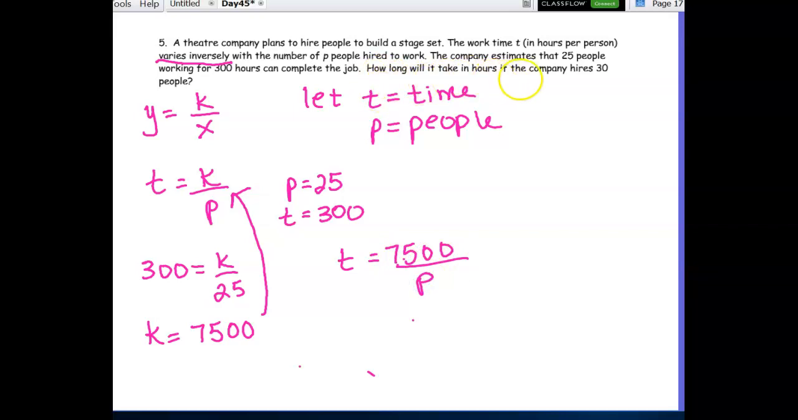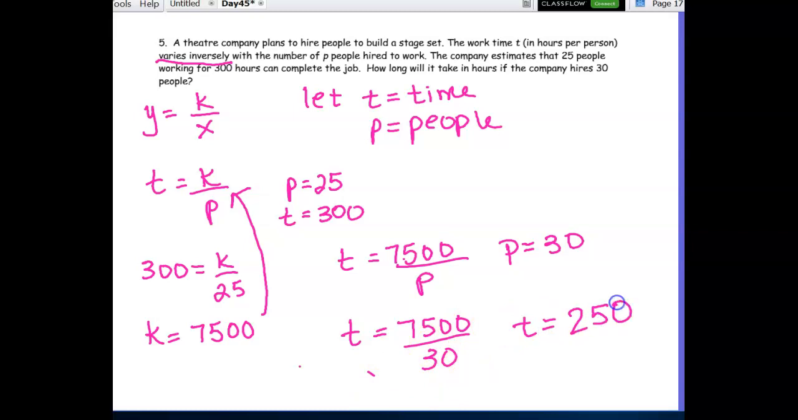How long will it take the company if the company hires 30 people? So now our P is going to be equal to 30, and all we do to figure out the time is plug in that 30, and we're going to get time is going to be 250 hours. In this case, the more people you have, the less time it takes. It's an inverse variation.